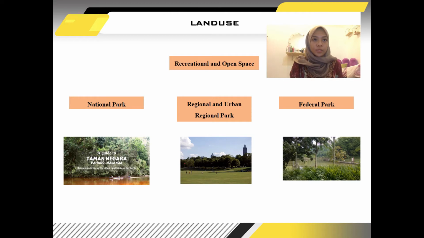For recreational and open space, the informal and formal activity for recreation, preservation of the natural environment, provision of green space, and urban storm management are known as park and open space, which is placed in the reserve land in the land use. Open space is known as publicly accessible, which is different from a city park. The hierarchy of open space is national park, federal park, regional and urban regional park, local park, neighborhood park, playground, and recreation. Thank you.